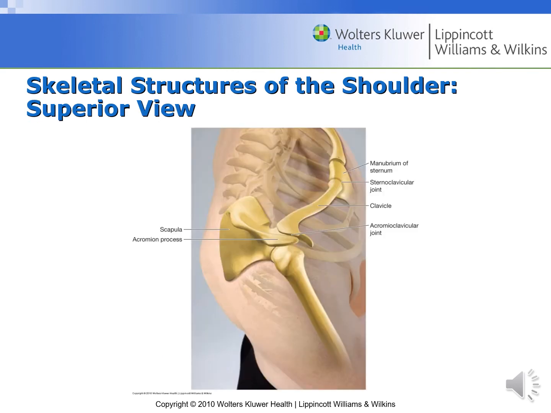The superior view of the skeletal structures of the shoulder highlights the manubrium of the sternum, the sternoclavicular joint, the clavicle, the acromioclavicular joint, the scapula, and the acromion process.